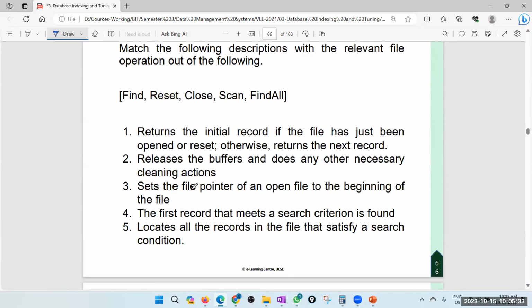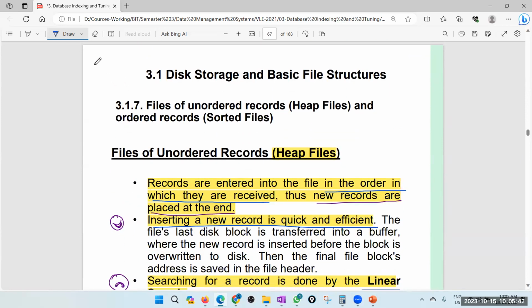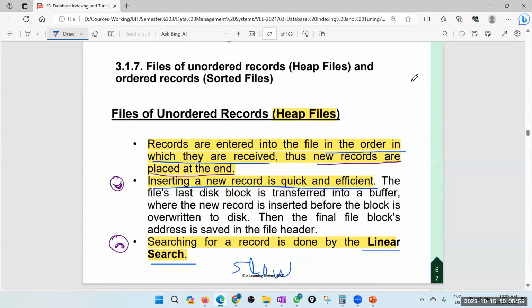Right. So this one you can do because these are file-related things. What is find, reset, close, scan, find all, and so on. Right. So now we are moving to another very important area: the file structures for different types of files. There we will look at the heap files, ordered files, and so on. So the first type of file that we look at is called a heap file.